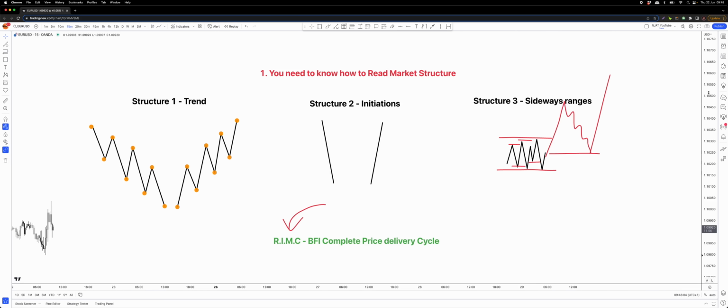Now you've understood and learned how to read every single market structure. You can use this and train your eyes to read all these market structures. Now we're going to move on to part 2. This is the second most important concept that should be applied to everyone's trading system.